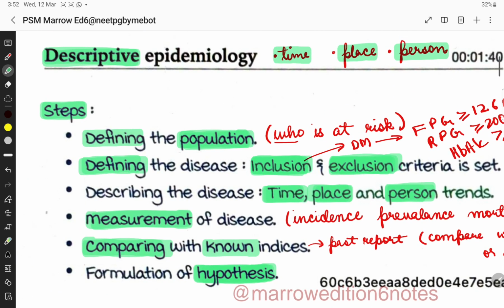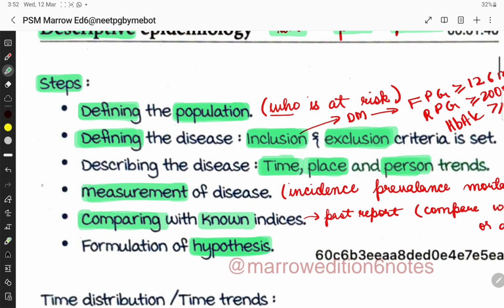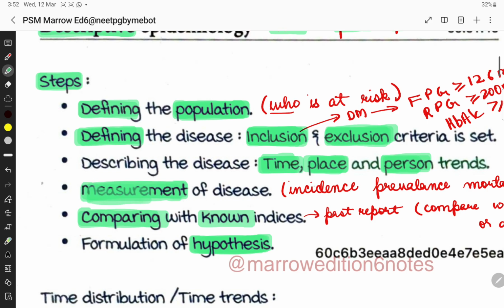So what are the steps of descriptive epidemiology? First, defining the population, then defining the disease, setting the inclusion and exclusion criteria, describing the disease in terms of time, place and person, measurement of disease, comparing the disease with the known indices, and finally formulation of the hypothesis.